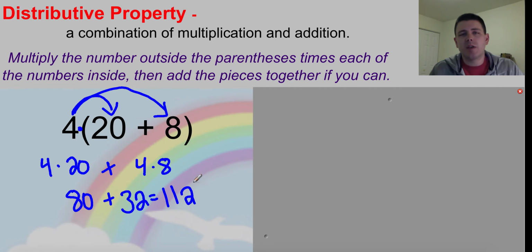That's the same answer we would have gotten if we had done 20 plus 8 is 28, and then multiplied times 4. Here we can double check our work. 8 times 4 is 32. 4 times 2 is 8, plus 3 is 11. So it's not changing what we're getting for an answer. It's just changing how we write out the expression in the hopes of making life a little bit easier.